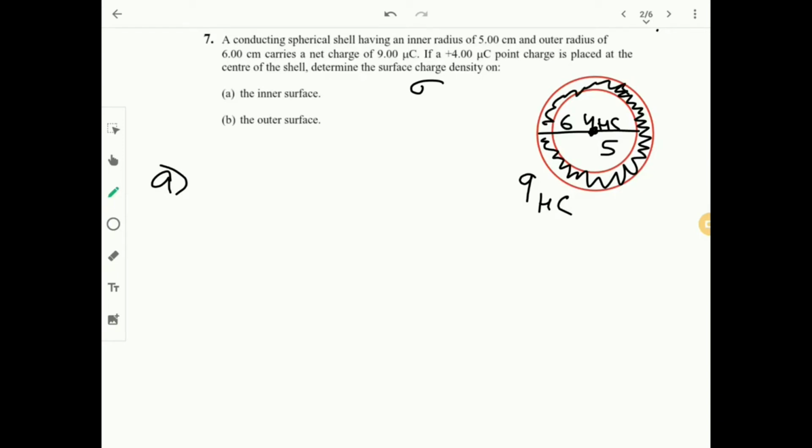Anything inside is hollow. You can think of it as basically like a big metal ring, right? So the inner radius is 5, the outer radius is 6, so the thickness is 1 centimeter. So I'll give you guys a few seconds. You can solve. I've given you some hints. The outer surface is 9 microcoulombs and we have just put a 4 microcoulomb charge inside. And then we'll check together.